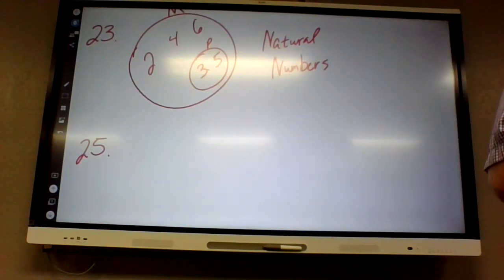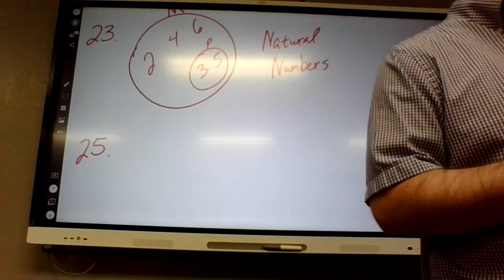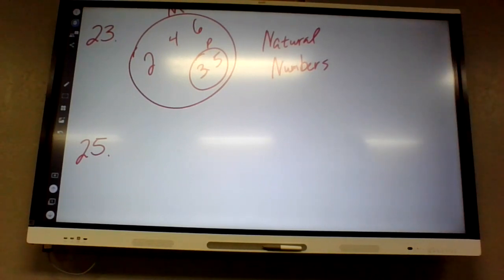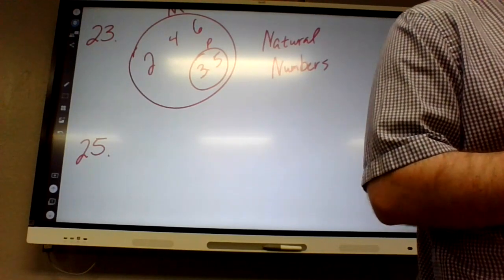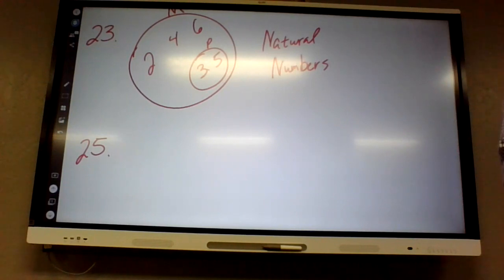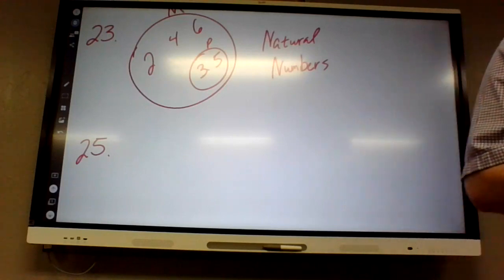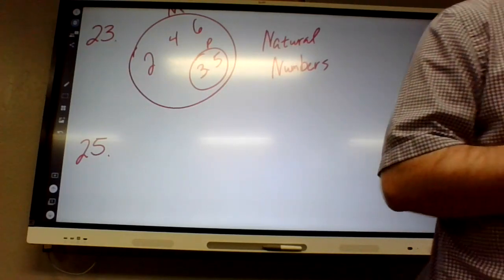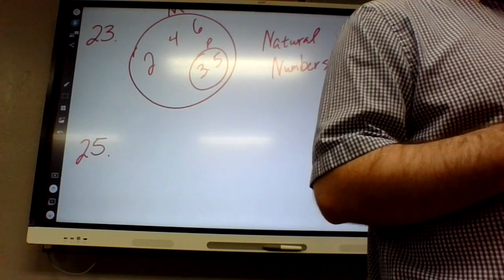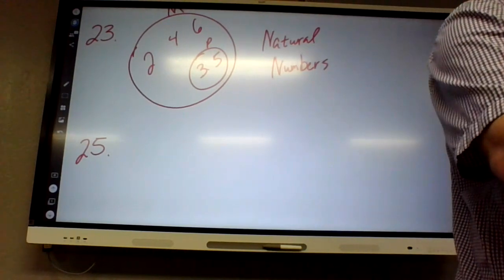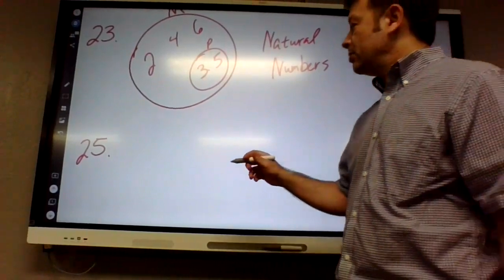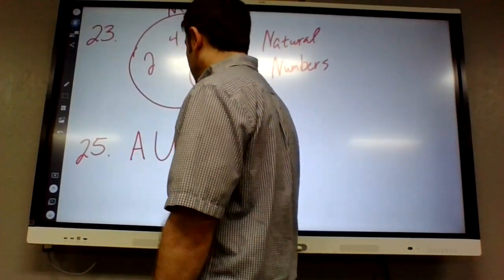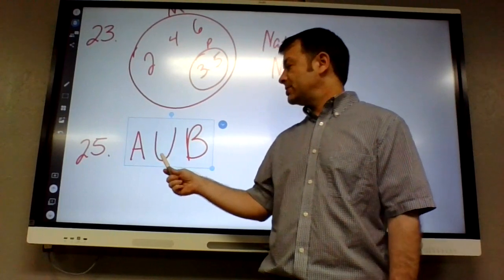25, you guys see the directions? Set A equals {1, 3, 5, 9}. Set B equals {2, 3, 7, 9}. The universal set is X, where X is a natural number. So what are natural numbers? Starting at 1: 1, 2, 3, 4, 5, 6, 7, 8, 9, 10, to infinity. On this part I don't really care about the Venn diagram, but we need A union B. So what's A union B?